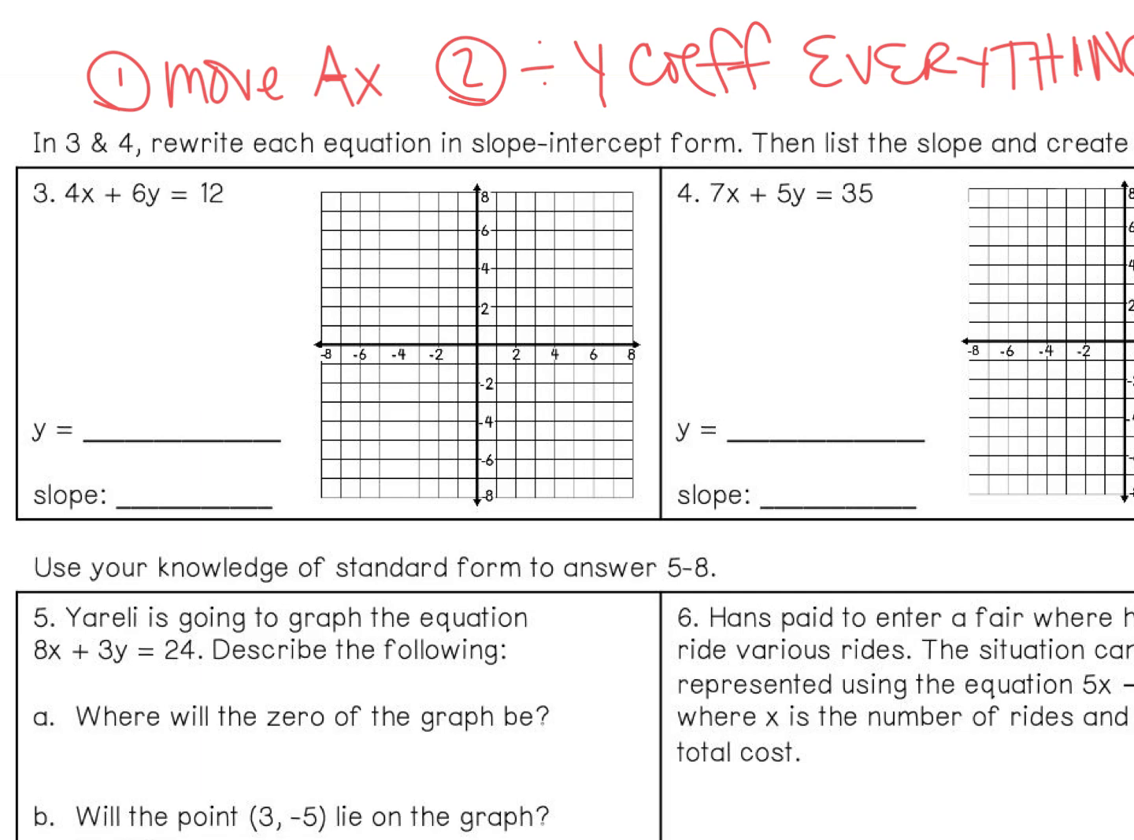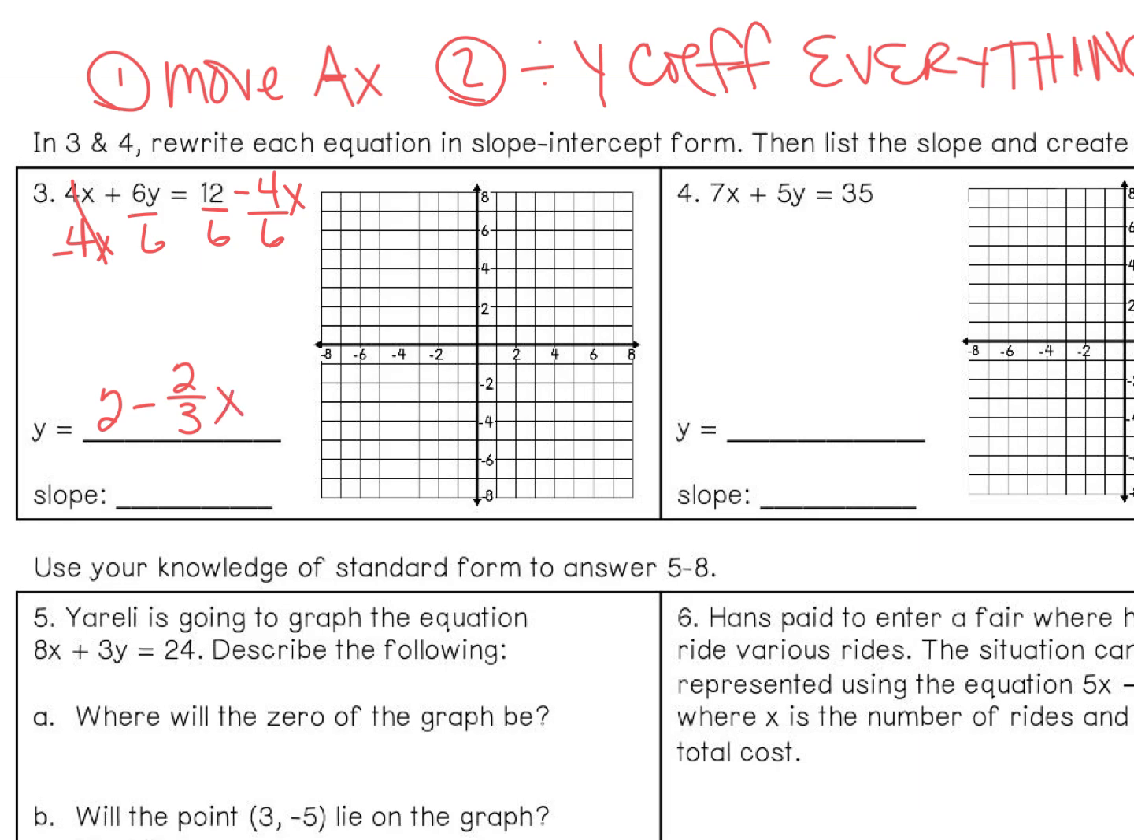So on number 3, if I'm going to move my x, how do I move a 4x? I'm going to subtract it on both sides. Now, can I put a 12 with a 4x? No. And then, so we've moved our ax. Remember, you can't put it with a constant. And then we're going to divide everything by that y coefficient. Be careful here. Y equals what? What do you know about 12 over 6? 2. What do you know about negative 4 over 6? Okay, it is negative 2/3 x.